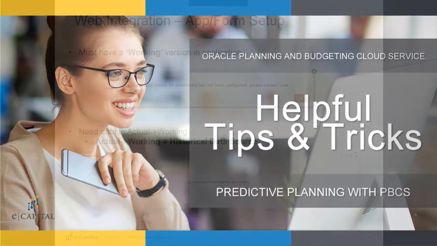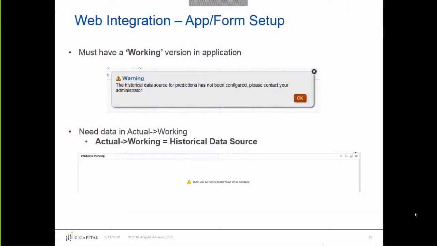A few tips and tricks as you're getting started with predictive planning: you must have a working version in your application. If you don't, it's not going to think that you're configured to use predictive planning. You also need to have data in your actual working scenario version.